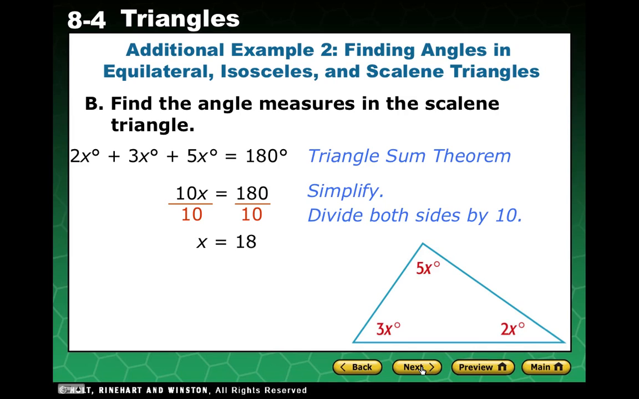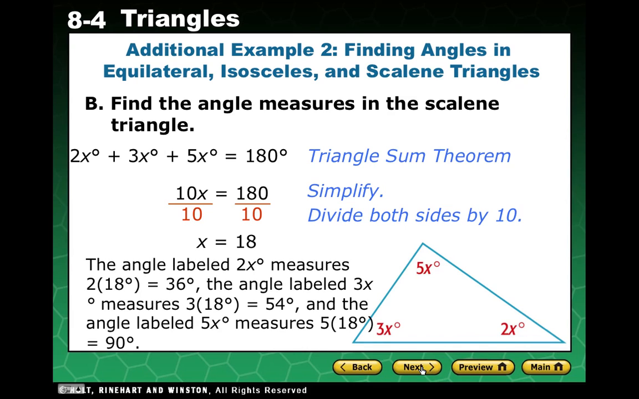We're not done here. Now we need to take that 18 and substitute it in for each of the angles so that we can find the actual measurements. So 2 times 18 gives us 36 for the top angle, 36 degrees. 3 times 18 gives us 54 for the bottom left. And 5 times 18 gives us 90. I'm sorry, that one's for the top one. So our measures are 36, 54, and 90 degrees.